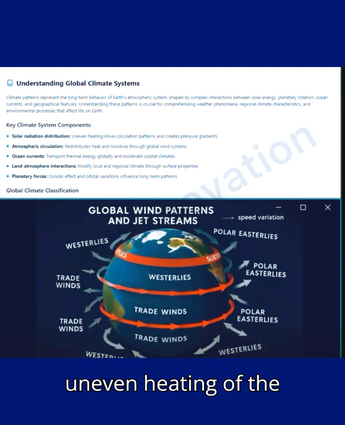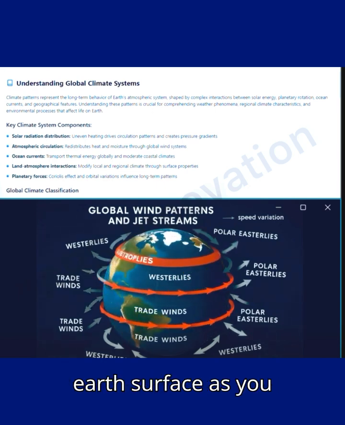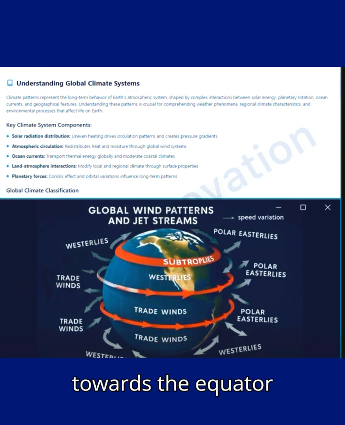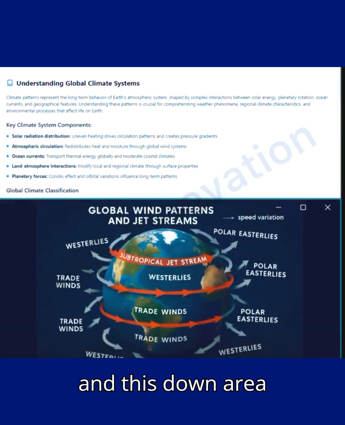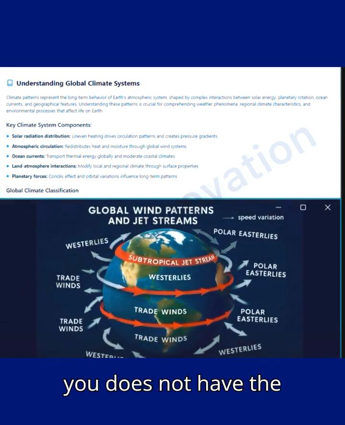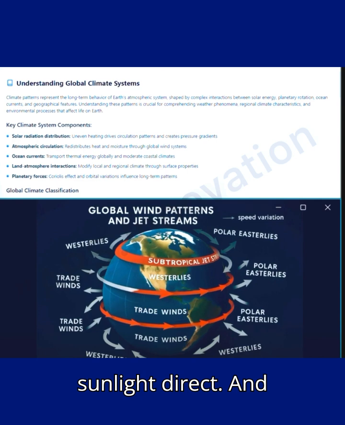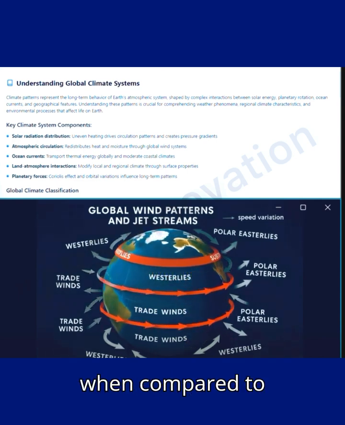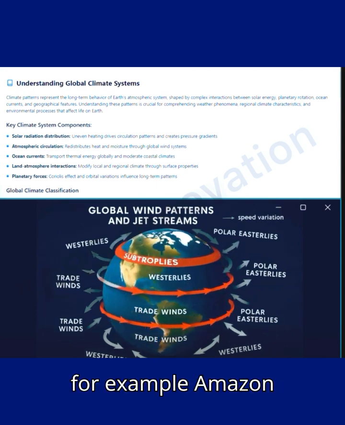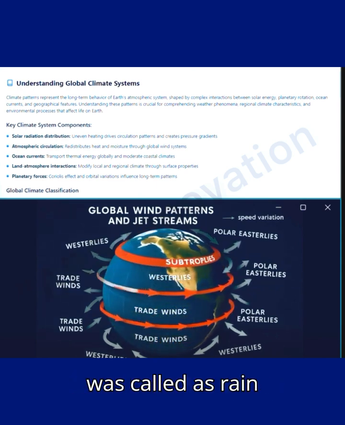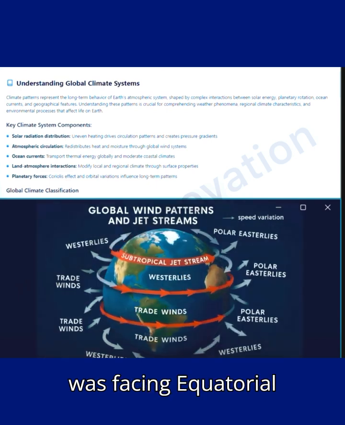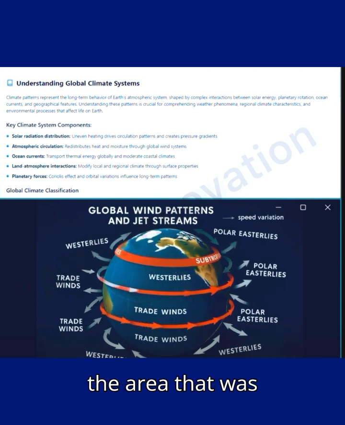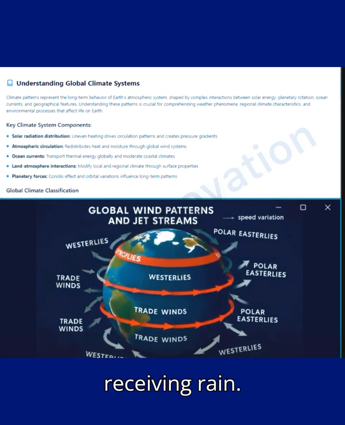Because of this uneven heating of the Earth's surface, as you see in the previous video, the sun was directly shining towards the equator, but the upper and lower areas, which I showed you, do not receive direct sunlight, and that is why the equator receives more rain when compared to other regions. For example, the Amazon rainforest: why is it called a rainforest? Because the Amazon faces the equatorial region, which receives direct sunlight, and the area becomes warmer, receiving rain.